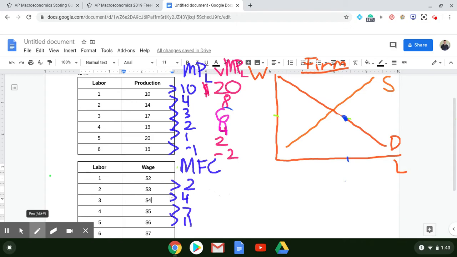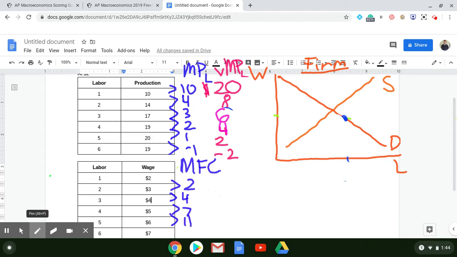So let's see how this looks. If I were this firm, I could perfectly discriminate. The marginal factor cost of each one of these people is an extra $1. So you would hire these people all the way up to probably your fifth.